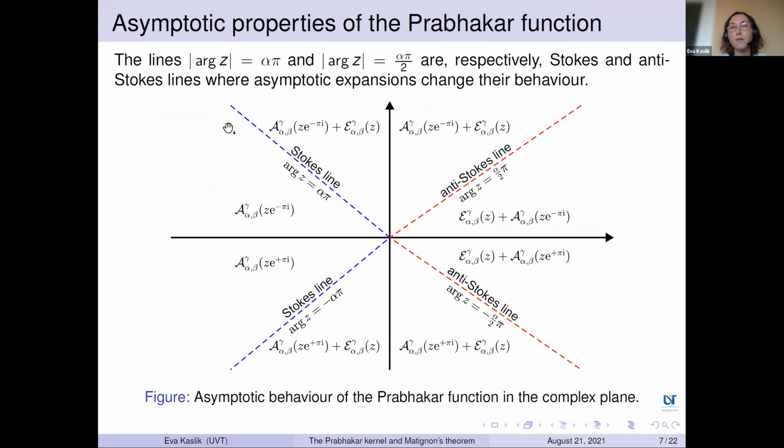I will move on to the next slide. Here we have a very nice graphical representation of the asymptotic behavior corresponding to several regions in the complex plane. So we can see here the Stokes line and the anti-Stokes line respectively, and also the fact that in this region, the exponential expansion is the dominant part, and in the rest of the complex plane, the algebraic expansion is the dominant part, which is very important, as we will see later on.